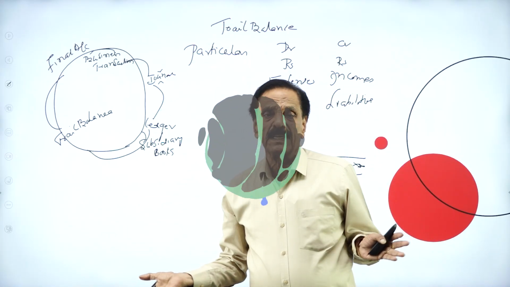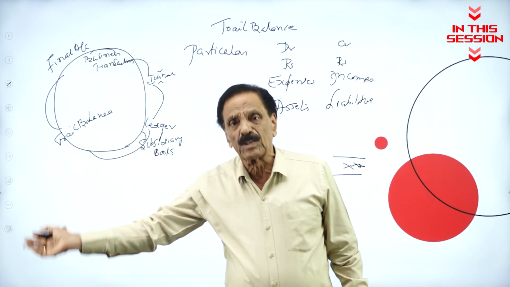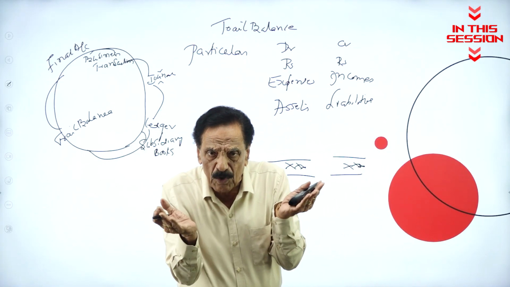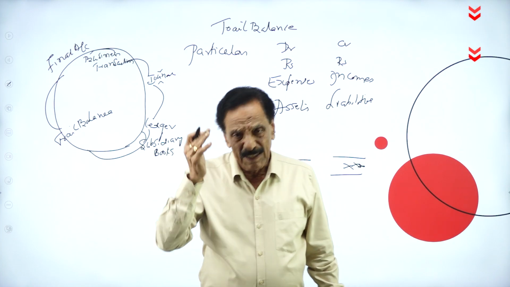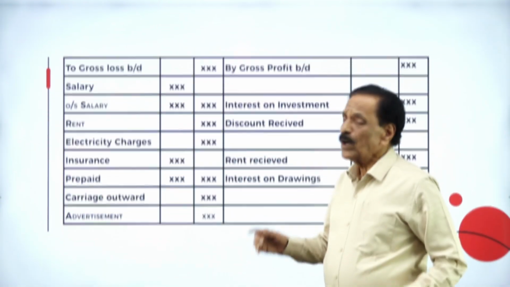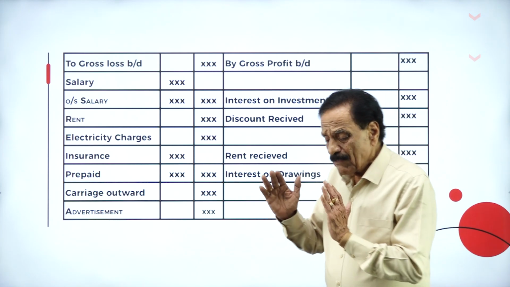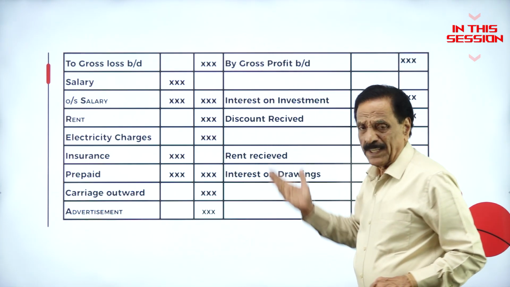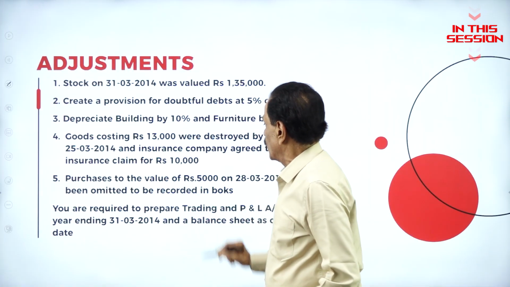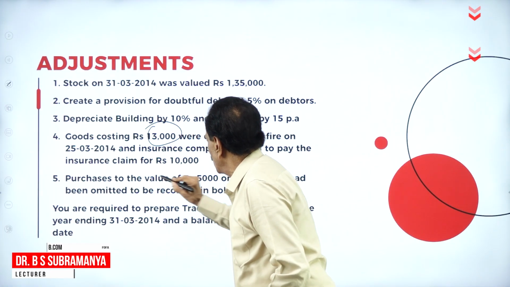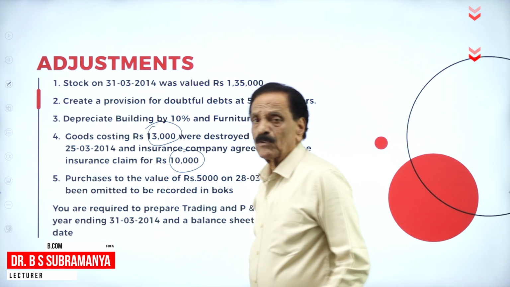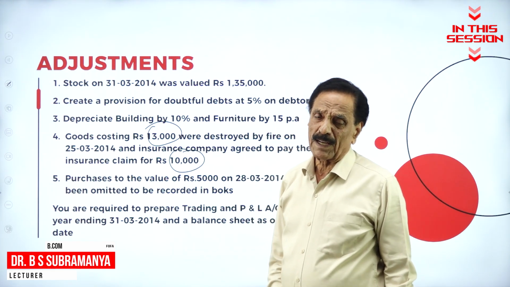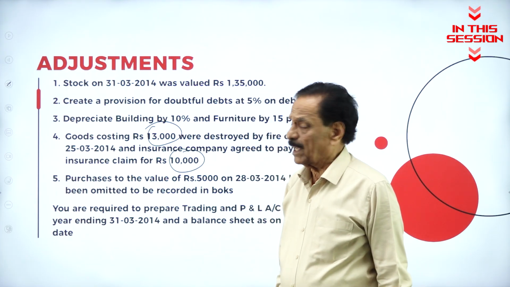So we split the entire transaction according to the fundamental rules. We say golden rules, that is personal account, real account and nominal account. Once you prepare a trading account, we arrive at the gross profit or gross loss, then we move on to profit and loss account. Stock destroyed is 13,000. How much you receive? 10,000. How much you could not receive? 3,000 will appear on the debit side of profit and loss account.